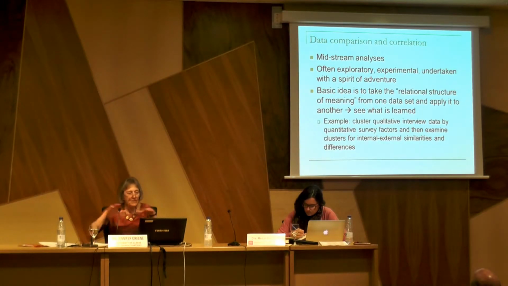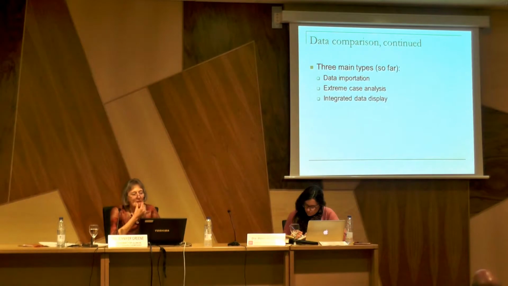So the structure of meaning of your survey is your scales or your factors. We're measuring 3 dimensions of self-concept. Rarely are surveys just single item reporting. We're measuring something higher order, and we use multiple items to generate a scale or a factor. The idea is to take that structure of meaning, impose it on your qualitative data. So you categorize your qualitative data by that structure of meaning and see what you've learned. That's kind of the basic idea. These are 3 main types so far.